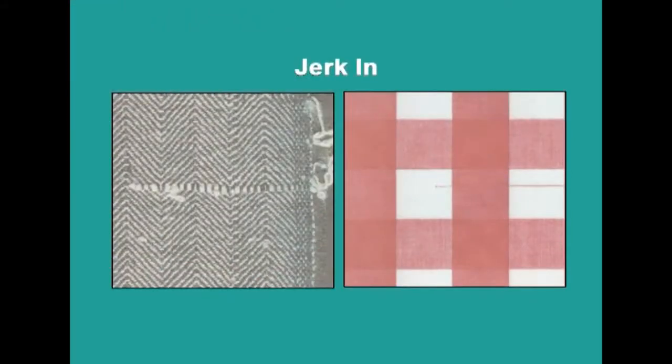And then we have another defect called jerkin. Jerkins are caused by an extra piece of filling yarn being jerked part way into the fabric by the shuttle. The defect will appear at the selvage again, and it can be treated as major or minor depending upon the quality for which the fabric is going to be used.